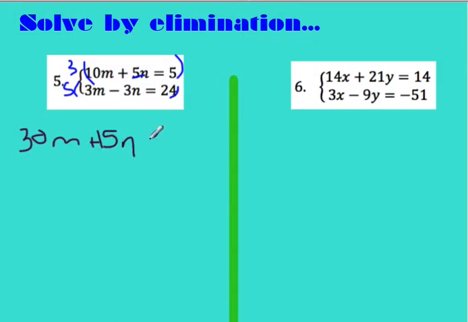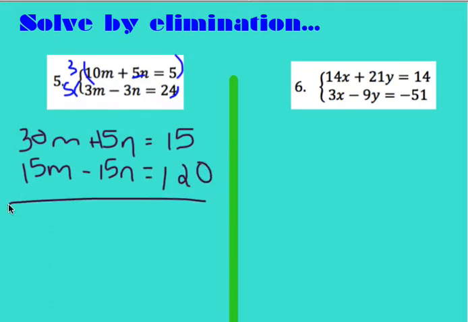Plus 15n is equal to 15. And then I'm going to multiply the bottom one by 5. So I get 15m minus 15n is equal to 120. So now I'm ready to add down the columns. So 30m plus 15m is going to give me 45m. 15 plus 120 is going to give me 135.